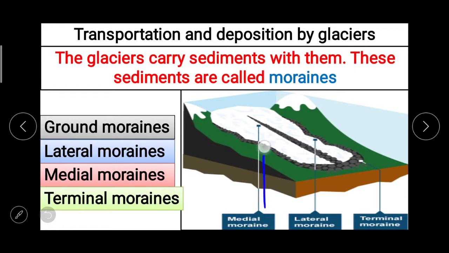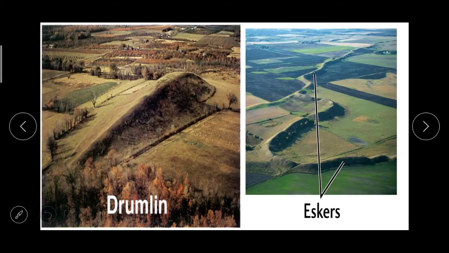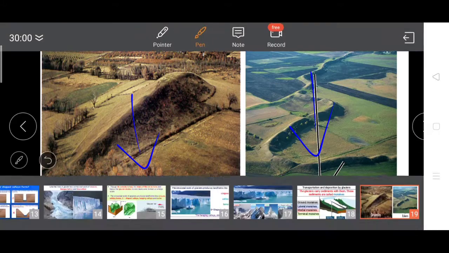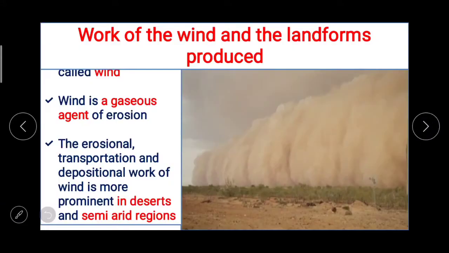Here now you can see this one is medial, this one is lateral and this one is terminal. The depositional work of glacier produces landforms like drumlins and eskers. Here again you can see how it formed. And now the next one, work of the wind and the landforms produced.